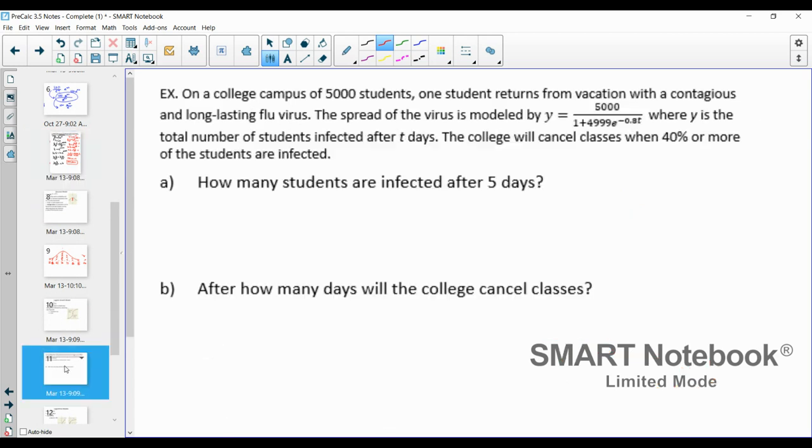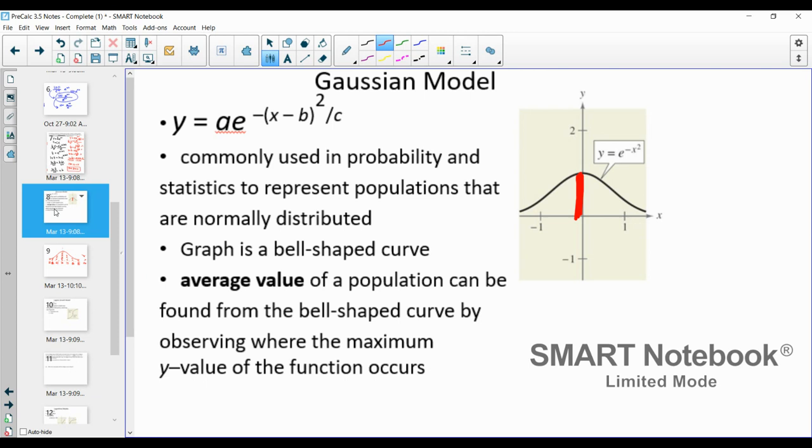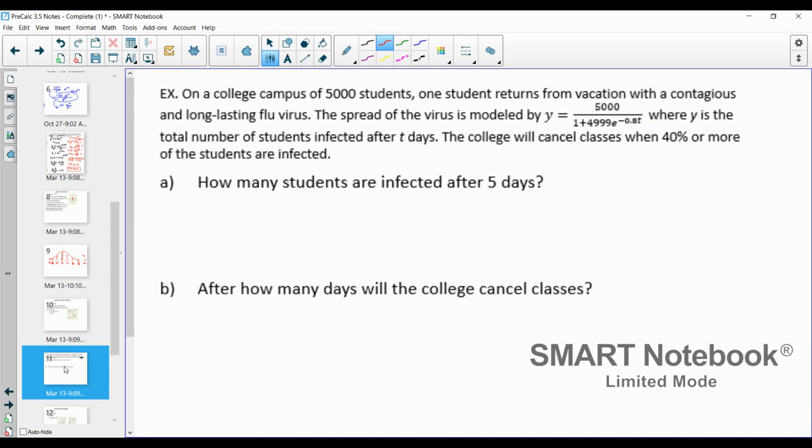There is just one last problem I want to talk about. There are these notes here about the Gaussian model. And I believe it's just representing your curve, your bell curve. And it's a way that we use it in statistics. It's not used in pre-calculus. So if you plan to take statistics, you can take notes on this Gaussian model. Otherwise, I am going to skip over it because we don't need it for this last problem.